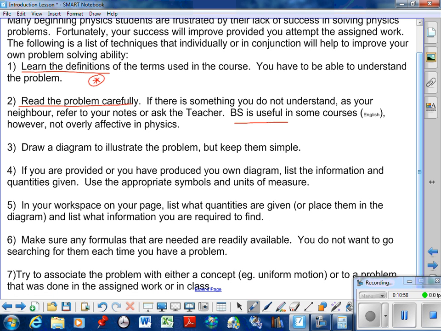This one's huge. Diagrams. Pretty much the majority of questions in this course you can draw a diagram for, so it is very important that you do sketch out the problem. It does help you with your answer. Make sure that you're using SI.